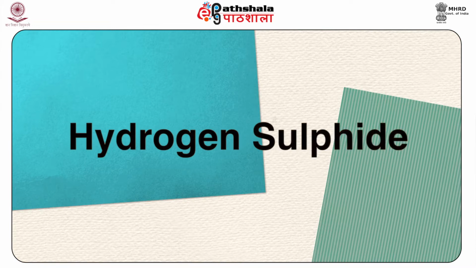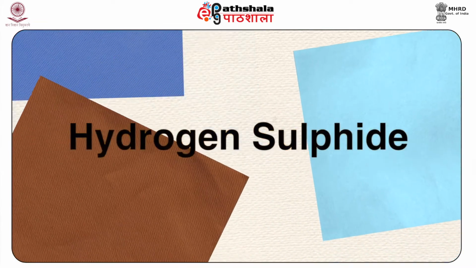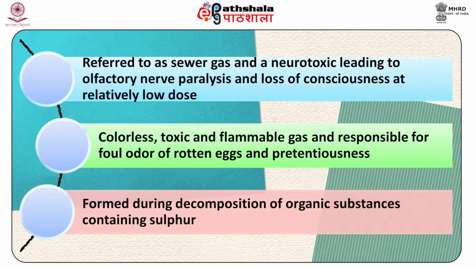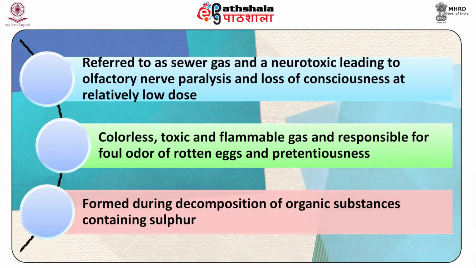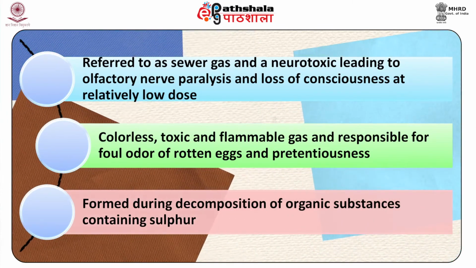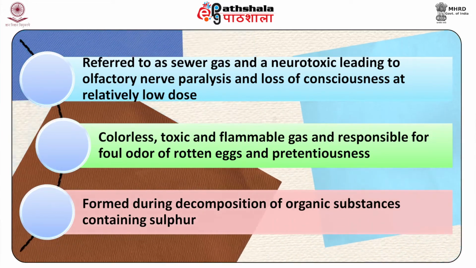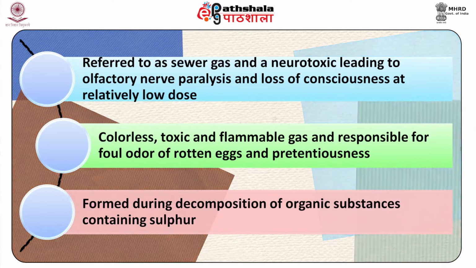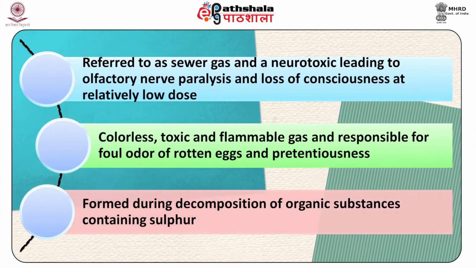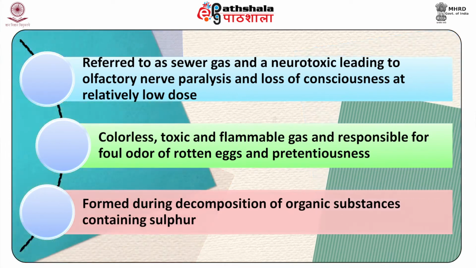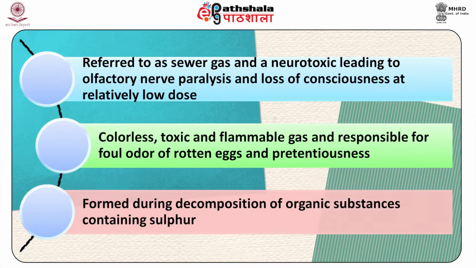Fourth is hydrogen sulfide. Lethal concentration 50 is 712 parts per million. Hydrogen sulfide is in general referred to as sewer gas and is a well-known neurotoxic leading to olfactory nerve paralysis and loss of consciousness at a relatively low dose. Hydrogen sulfide is a colorless, toxic and flammable gas. It is responsible for the foul odor of rotten eggs and putrefaction. It is formed during decomposition of organic substances containing sulfur.